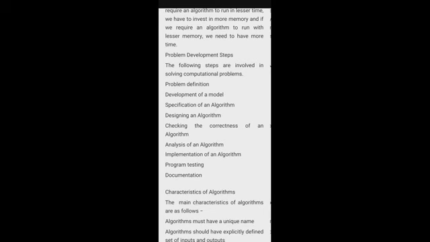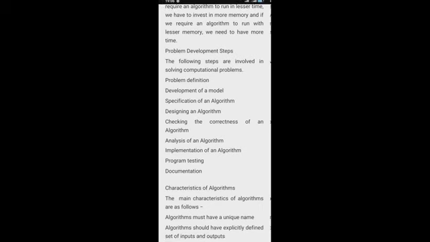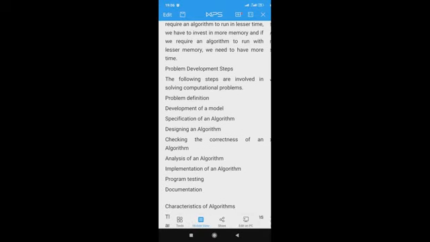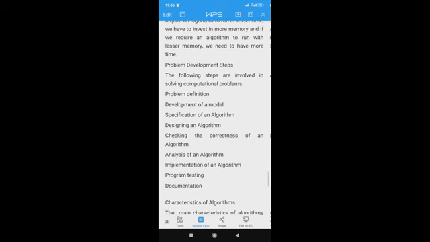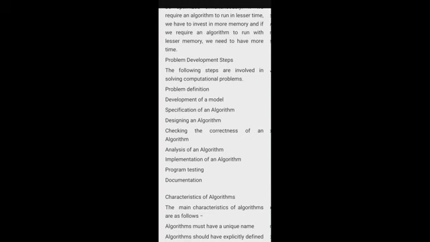Analysis of an algorithm is talking about how efficient your algorithm should be. Then now the implementation of that algorithm. Based on everything which has been in place, you implement it. Implementation is talking about your programming. Then now you go to your program testing.